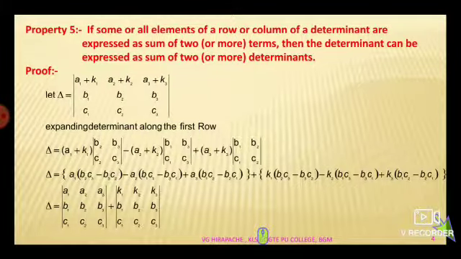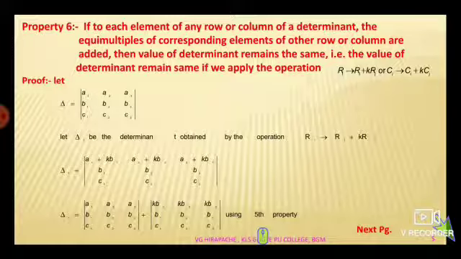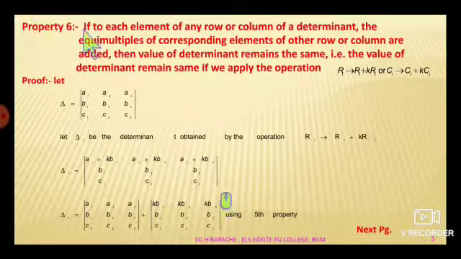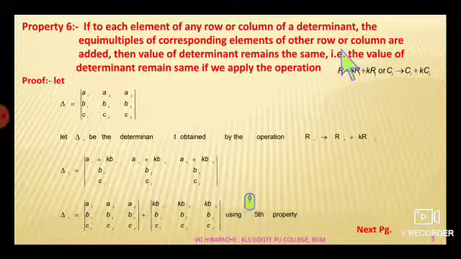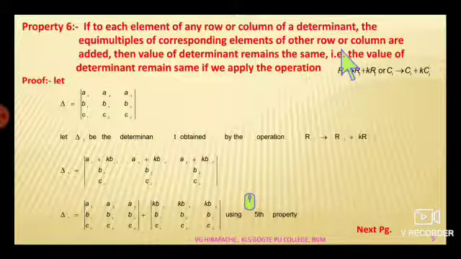Now, moving to the next property, the sixth property of a determinant. If to each element of any row or column of a determinant, the equimultiples of corresponding elements of another row or column are added, then the value of the determinant remains the same. Meaning, if any row or column is added or subtracted with some other row with some constant, then the value of the determinant remains the same.